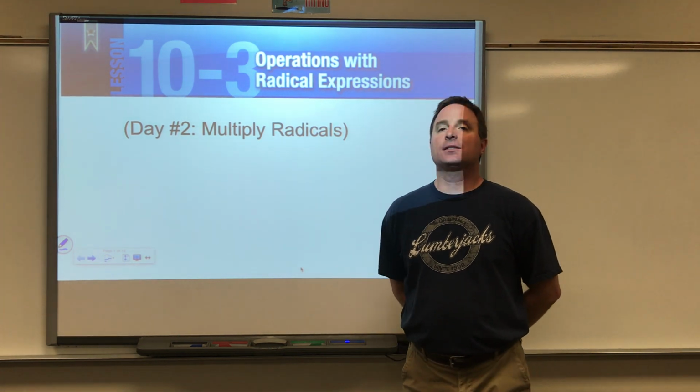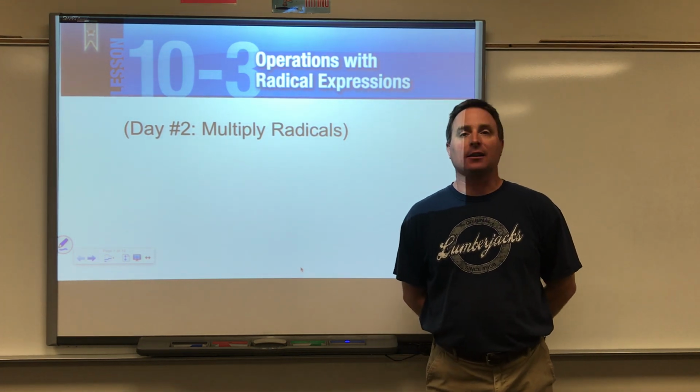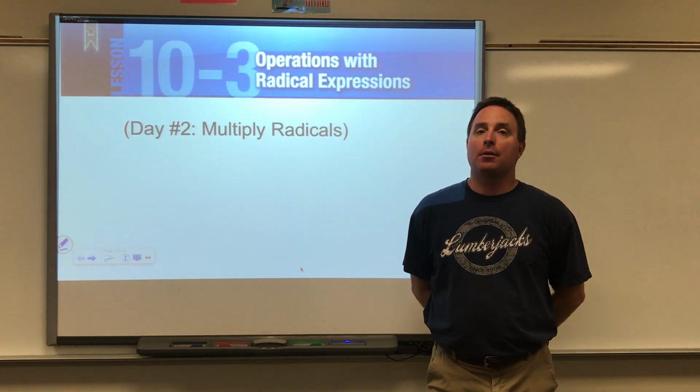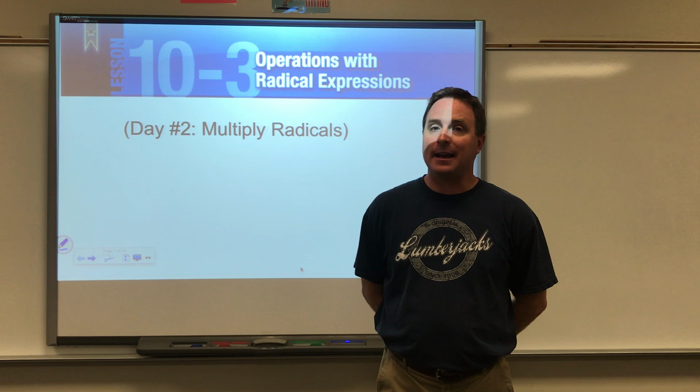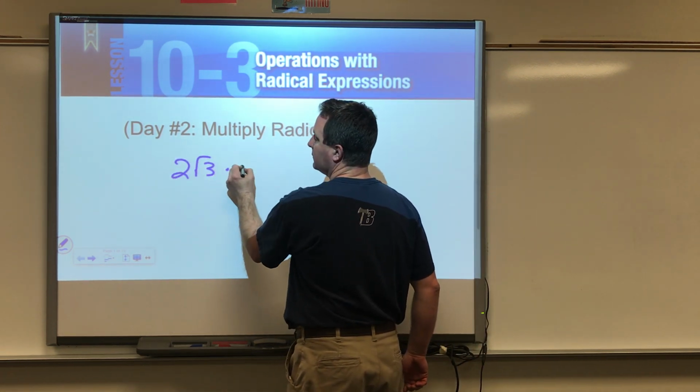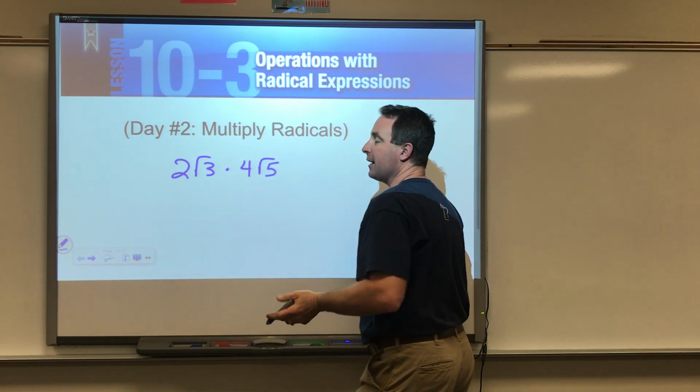We know from the previous lesson, when we add and subtract radicals, we have to have like terms. The radicals have to be the same. But with multiplying radicals, they do not have to be the same. For example, if I had 2 square roots of 3 times 4 square roots of 5.